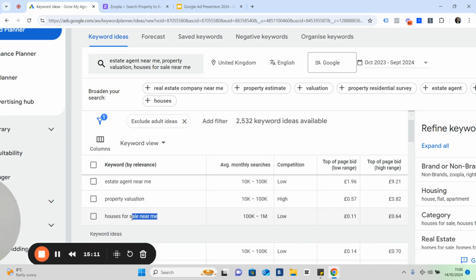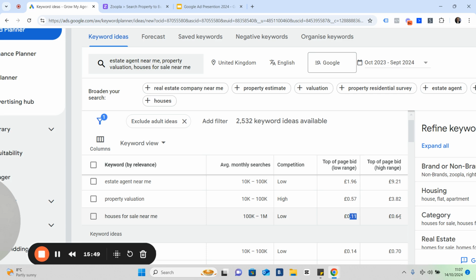However, houses for sale near me, okay, 100,000 to a million searches a month. Low competition. See what I mean? Anyone that's Googled property valuations or anything similar to that term is high competition, low volume, respectively. So people that are looking for houses for sale near me are 100,000 to a million a month. Low competition. Look at the cost per click: 11 pence, again pinch of salt, to 64 pence.